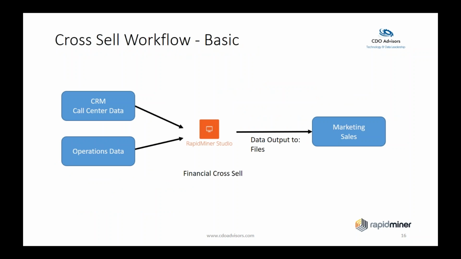So again, the basic workflow here, RapidMiner Studio: I'm going to get my CRM, my call center data, my operations data, and pull it in, build a financial cross-sell model here, and then output my files to my marketing and sales team. And again, it's an iterative process. I'm going to give it to them, they're going to look at it, and they might say, well, we don't want to market to this particular group because that's not the target customer we want to acquire. Or, we want to run a special on this product, not that product.